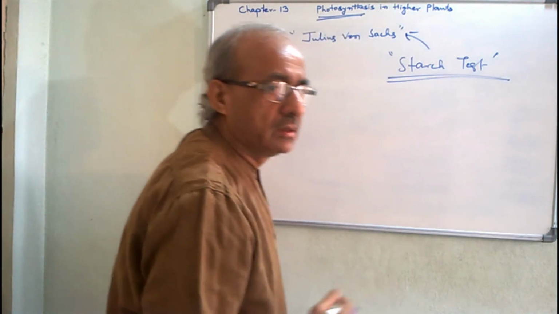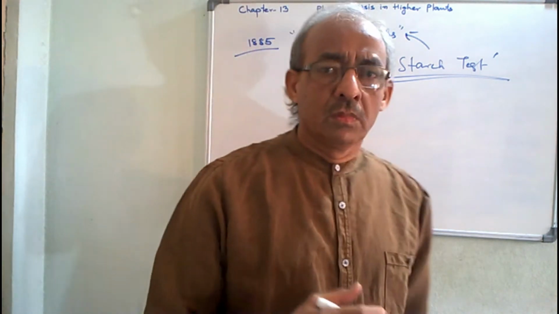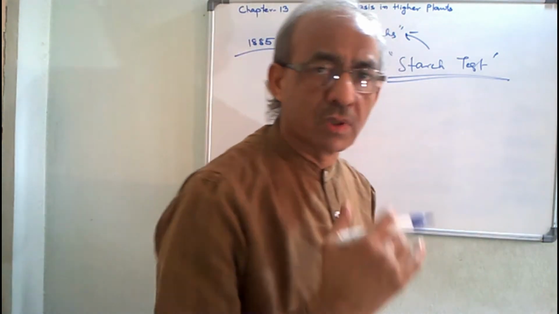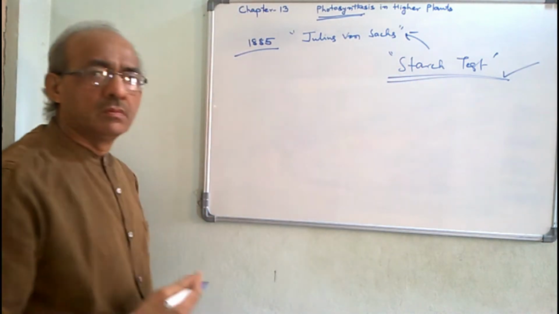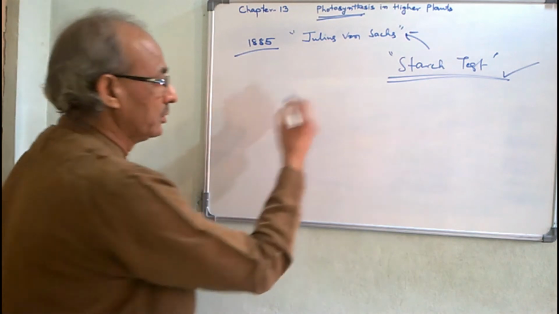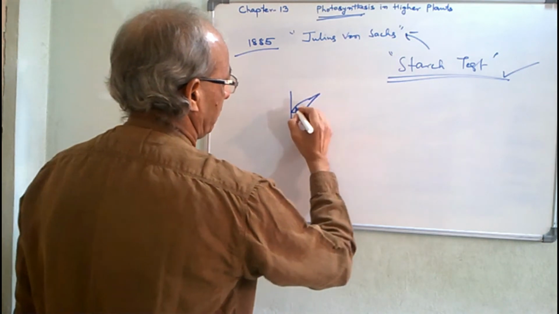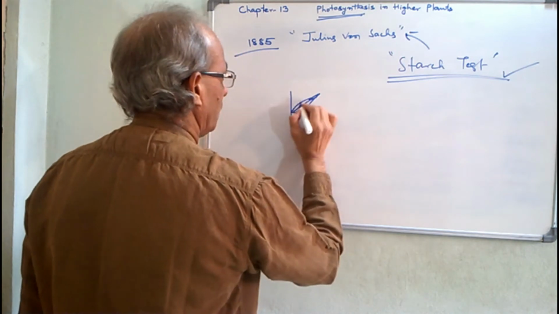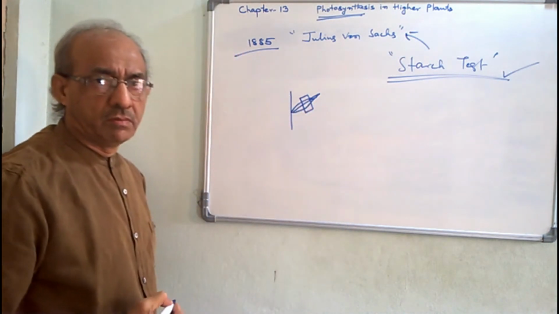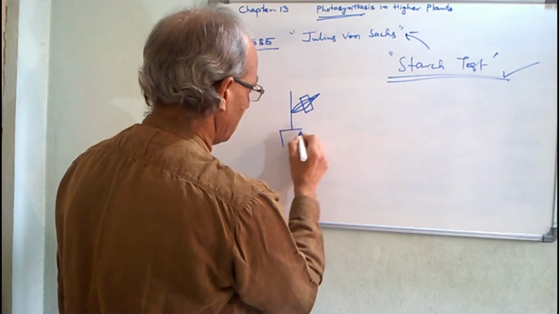For the starch test, firstly we de-starch the plants, keeping the green plants in the dark for some days. You may also test to know that photosynthesis is light dependent. You take a plant and firstly you de-starch the plant, and thereafter you cover a certain part of the leaf by a black paper. After that you put the plant in sunlight for some hours.